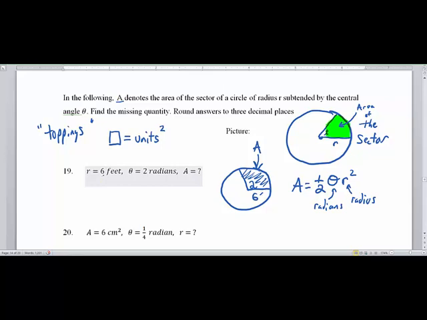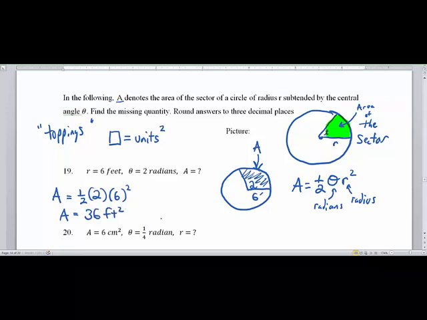So we have a radius of 6 feet. To find my area, we're going to have 1/2 times our radians. So this happens to be 2, because here it is. And then my radius is 6 feet. So I'm going to put my 6 here and square it. Okay, so 1/2 times 2 is just 1, and 6 squared is 6 times 6, so that's 36. So this is 36 feet squared.